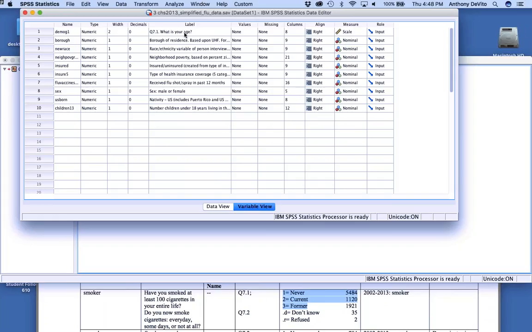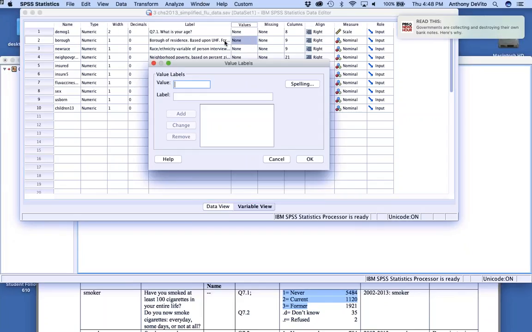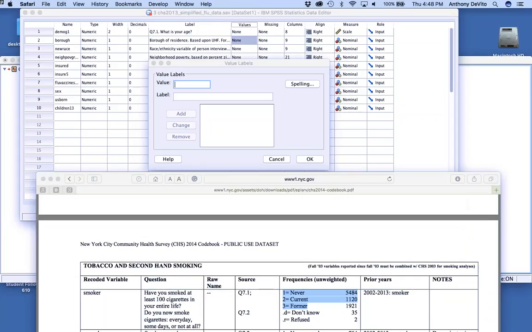So for instance, what's your age? I have something that's a numerical variable. And if you look over here, there's a little scale under measure, so SPSS knows now that that's a numerical variable. What borough do you live in? Well, let's see. The values are not in here, are they? It doesn't say what the values stand for. So I have to go to the code book.